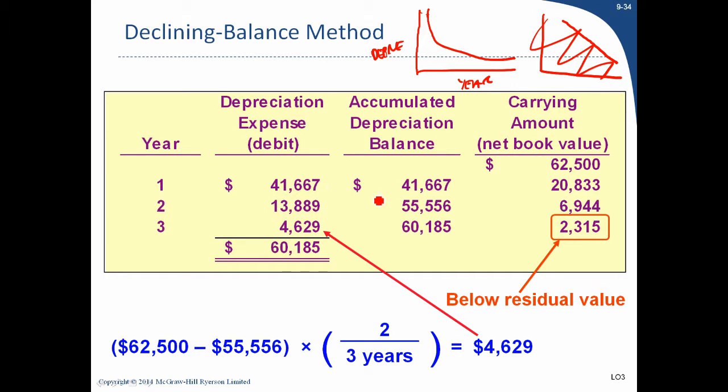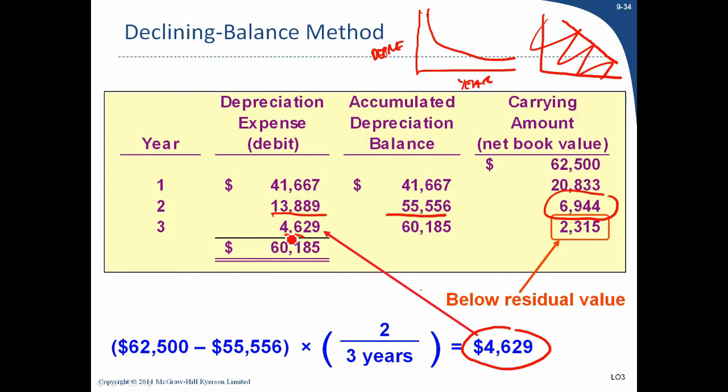Next year, going back to the example, we've depreciated this asset by 2 years. The carrying amount is 69.44, right? Year 3 comes along and we apply the same methodology. We say, what is 69.44 times 2/3? That gets us a depreciation expense of 46.29.